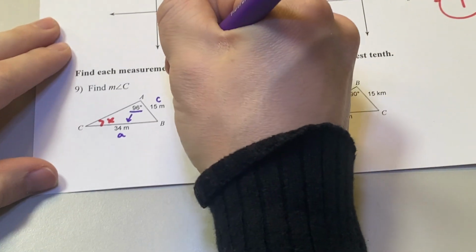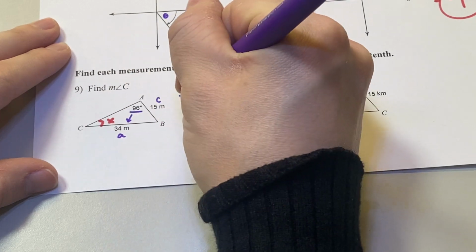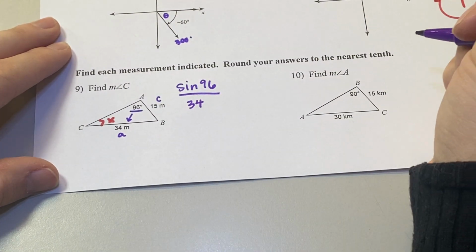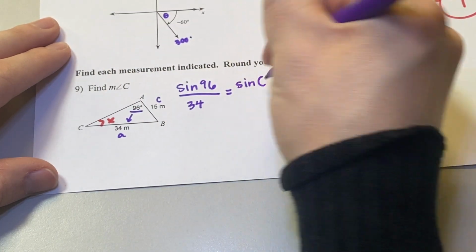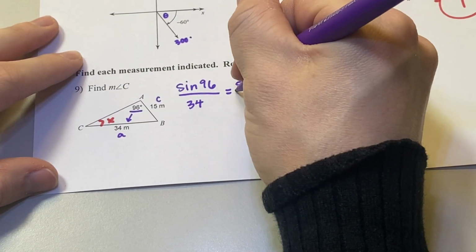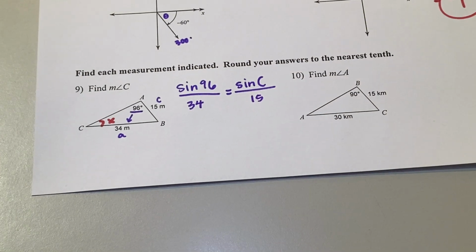So here we go. Sine of angle A, 96, over its side, 34, equals sine of C, which we don't know, so we're just going to call it sine of C, divided by its side, 15. Now this looks really complicated, but really this is a two-step equation, meaning there are two things you have to do to get C all by itself. The only thing that's complicated is the little buttons you press in your calculator.